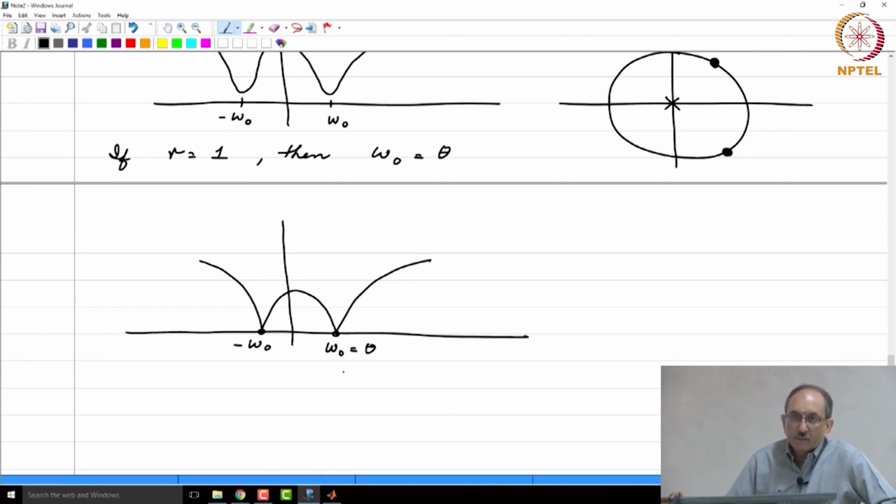Output will be 0, because remember, in the response to cos omega naught n plus theta that we saw, the output will be amplitude scaled and phase shifted, and the amplitude scaling will be the magnitude frequency response at that frequency. Here at that frequency the magnitude response is precisely 0. Therefore, the output will be 0, and that is why this is called a notch filter, because it notches out that particular frequency.